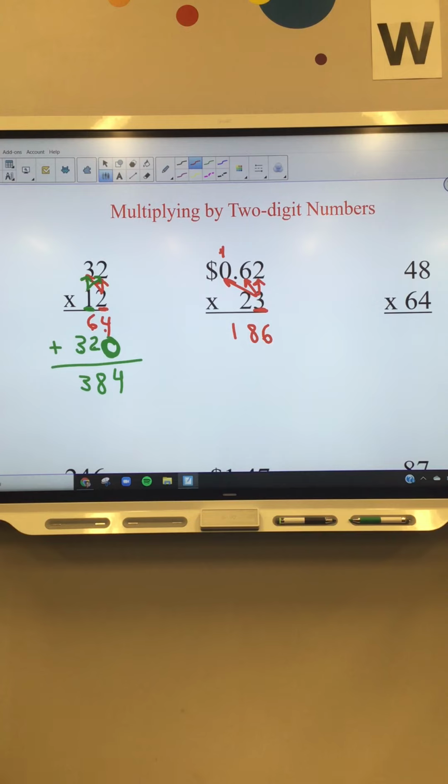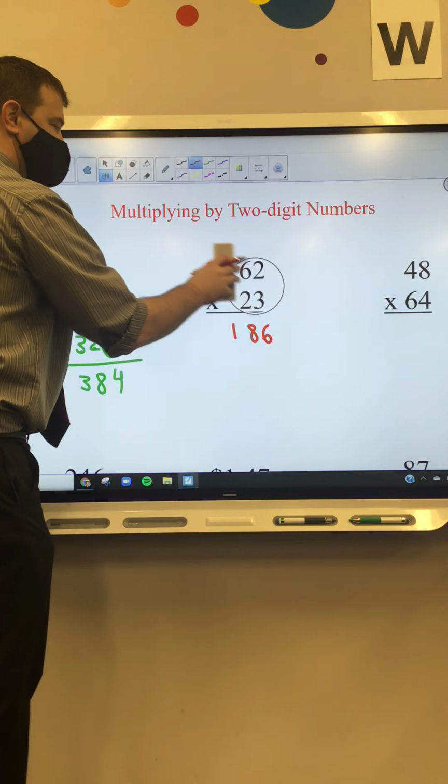Now, you notice I didn't worry about the decimal at all yet. And I would suggest that you do the same thing. Don't even worry about where the decimal's going just yet. Okay, let's go on to the second step.